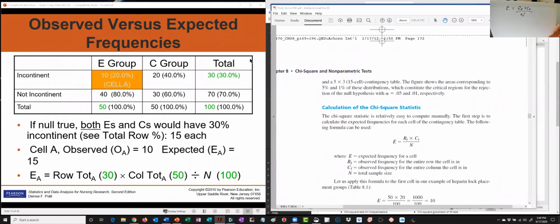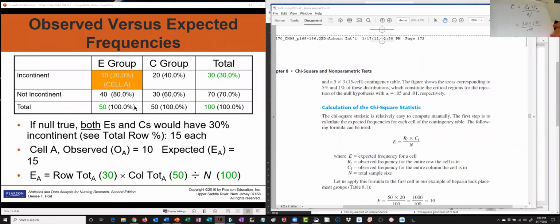It's going to be the row times the column divided by n. So that's what you have here. It's going to be the 30, because that's the row it's in, times the column total it's in. There were 50 in both groups, so there's 50 in our experimental group, divided by n, which is 100.